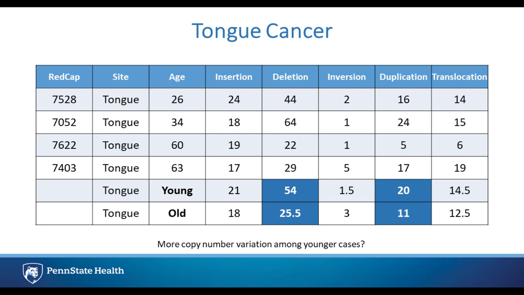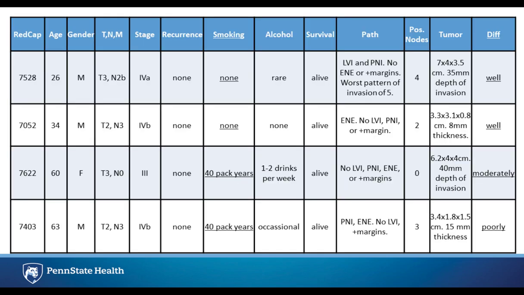But anyway, things to follow up on for future isolations. And perhaps there's more copy number variation as well in these younger cases. This is a brief chart review that I did for these two patients in each group. What I want to point out is that the smoking history for these young patients, one that was 26 and one that was 34, is non-existent.